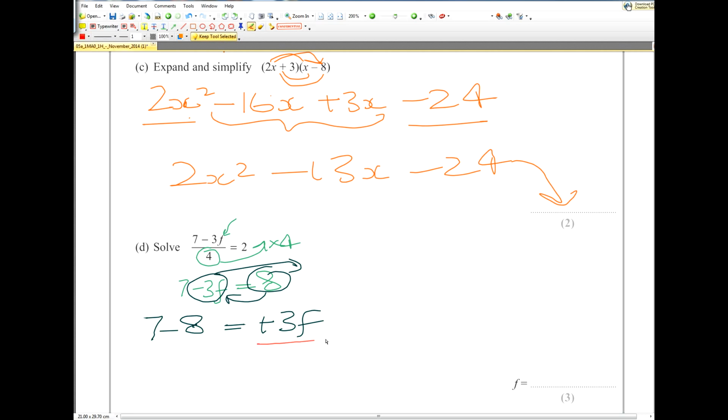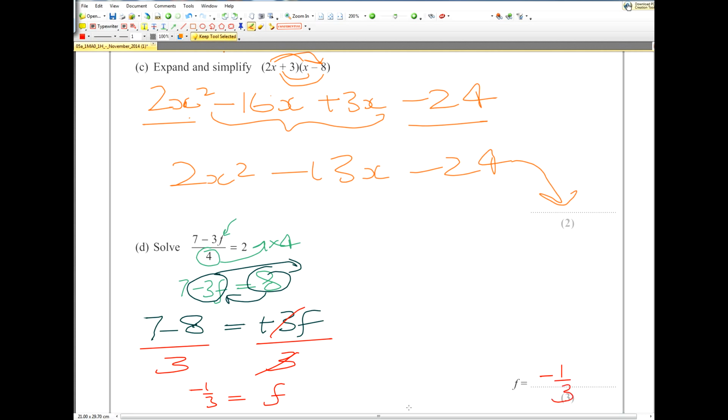So the opposite of times by 3 is? Divide by 3. So 7 minus 8 was what was it? Minus 1. Minus 1 divided by 3 gives us an answer of? Minus 1/3. Okay, did you get that? Do you get minus a third? Minus a third. F is minus a third.